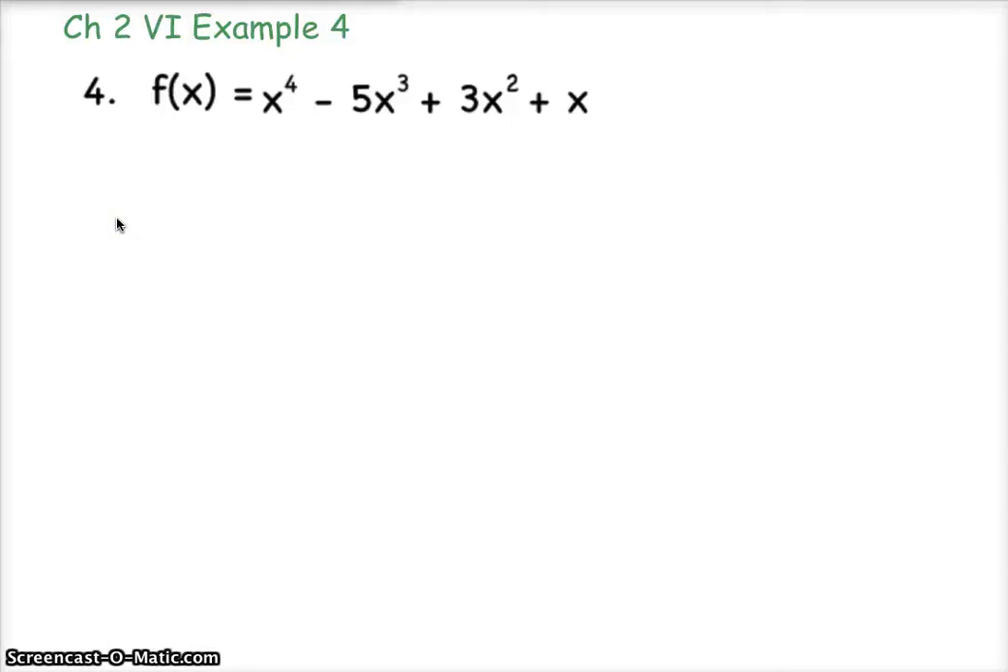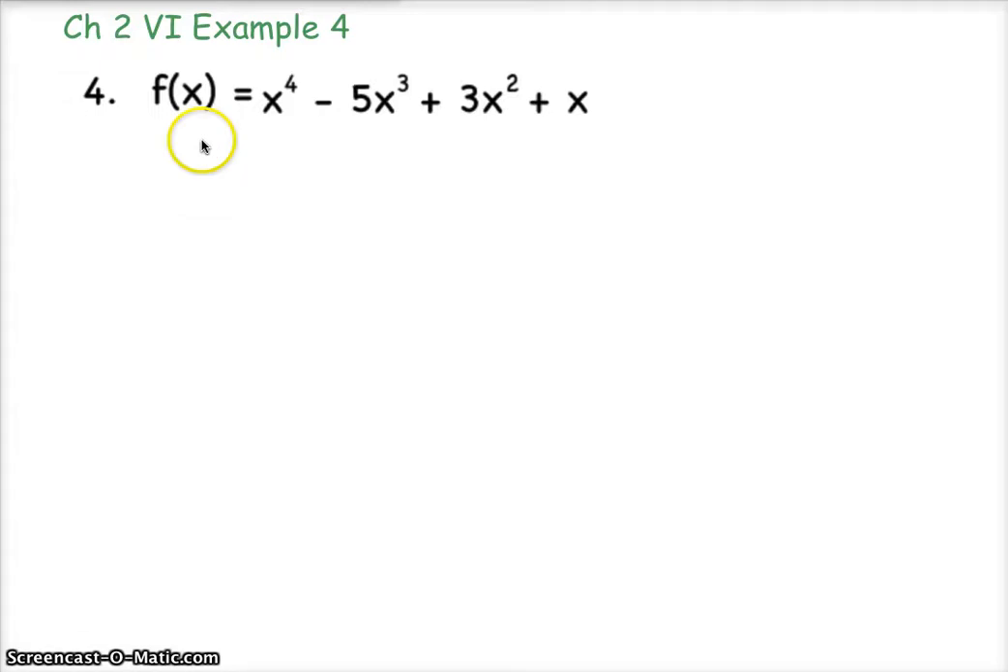Ladies, this is Honors Pre-AB, Pre-Calculus, Chapter 2, Roman numeral 6, Example 4 from your notes. We started this problem in class today, but did not have time to adequately complete it. So I'm going to help you find the zeros of this polynomial in two different approaches.